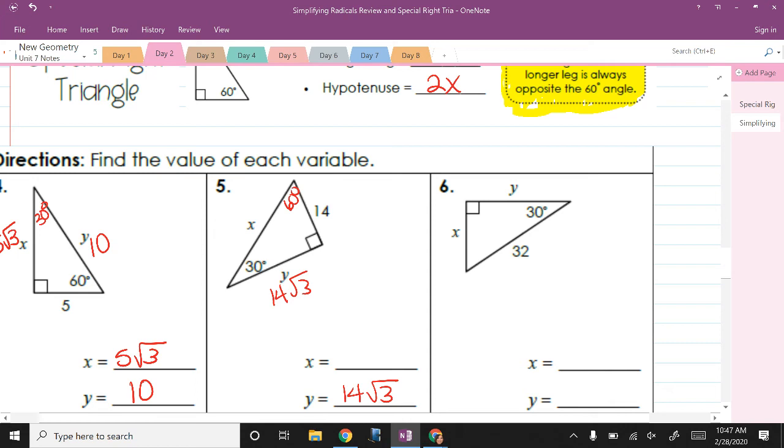And then X is my what of that triangle? Hypotenuse. Sorry, I completely come out of my shoe, y'all. And so I double the short leg, right? And the short leg was what? What is 14 times 2? 28. There you go.